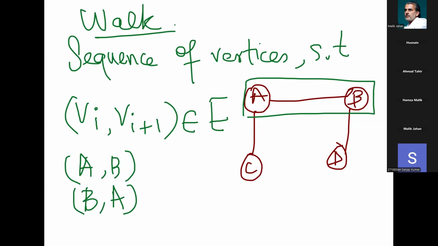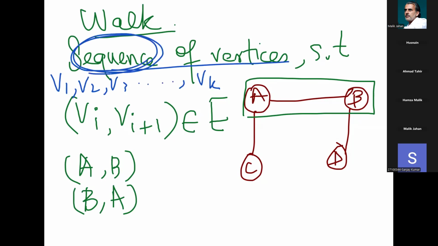In the context of a walk, when we say sequence of vertices, that means we'll be writing many vertices, v1, v2, v3, going up to vk. In that entire sequence, the emphasis is on the order of the vertices in that list. If I pick the first pair, v1, v2, then i is 1 and i plus 1 is 2. So v1 comma v2 must be an ordered pair in the set of edges, right?